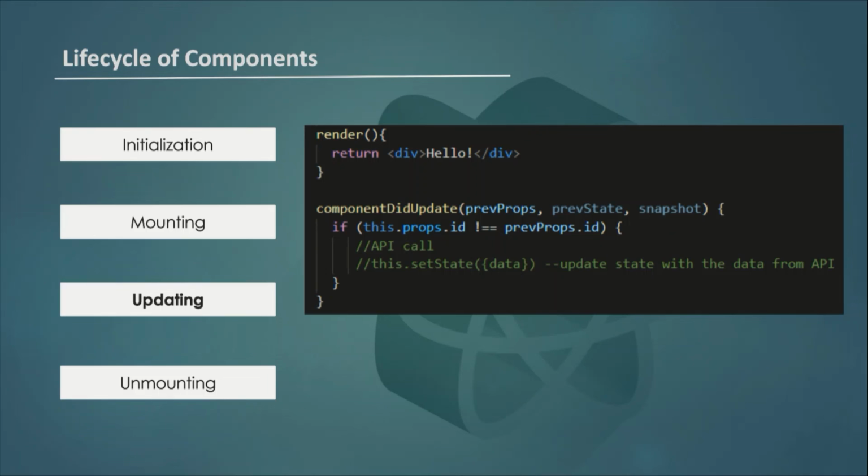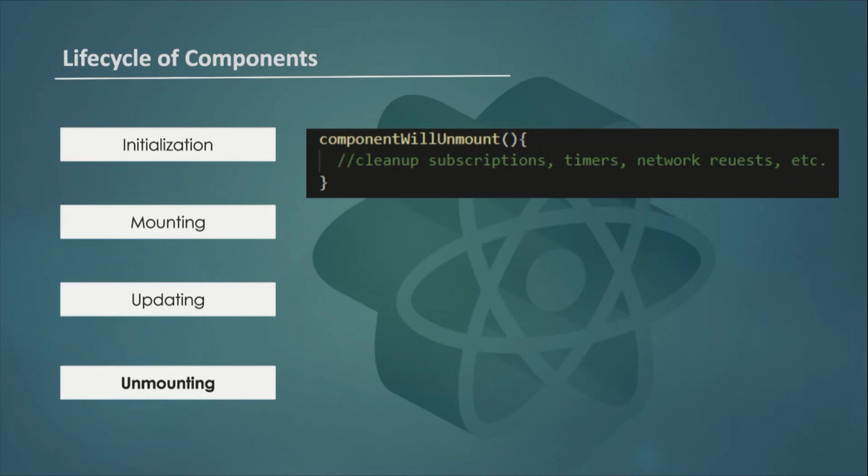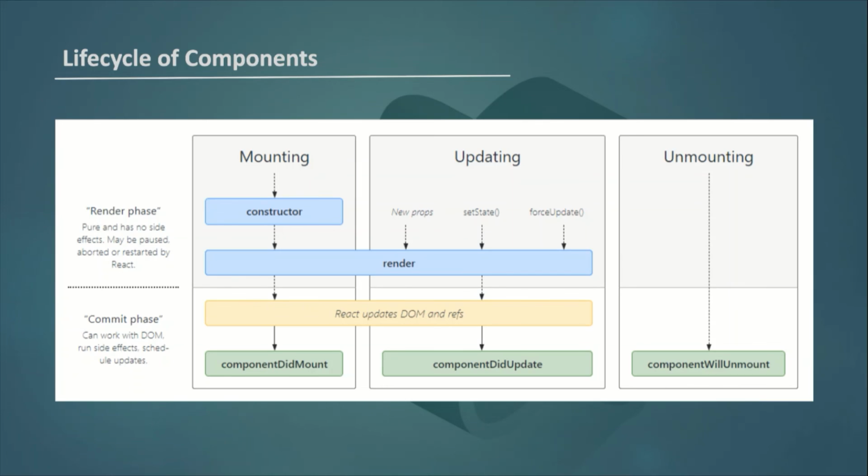Now, let's move to the final phase, unmounting. There is only one lifecycle method called componentWillUnmount in this phase. This method is invoked before a component is unmounted and destroyed. If you want to perform any cleanup activities like unsubscribing the subscriptions or clearing the timers, you can do them here. Remember, you should not call setState here because the component is going to be unmounted and it will never be re-rendered. You can find this lifecycle diagram in the official React docs as well.